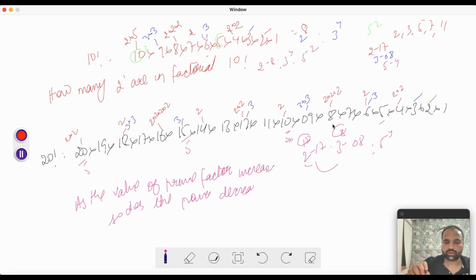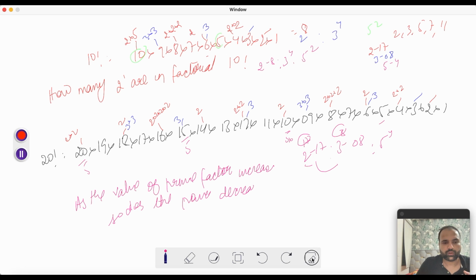Now the power does not decrease in any given set of patterns, so don't think that it is 17, so 8, it would be 4 and then it will be 2. No, this is not going to happen. It's only that with the value of the prime factor increasing, the power will decrease. Remember, this is very, very important and it will be used in questions. Now first of all, this is one of the ways. Now we can also check this.